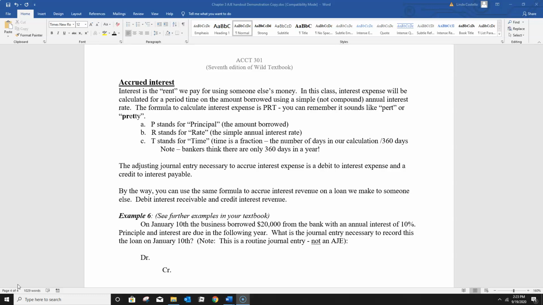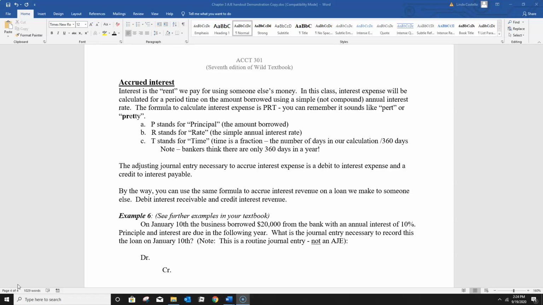Interest is the rent we pay for using somebody else's money. In this class, interest expense will be calculated for a period of time on the amount borrowed using a simple annual interest rate, not a compound. We're not going to compound interest in this class. That's way beyond the scope of this class. So we will be using a simple annual interest rate.